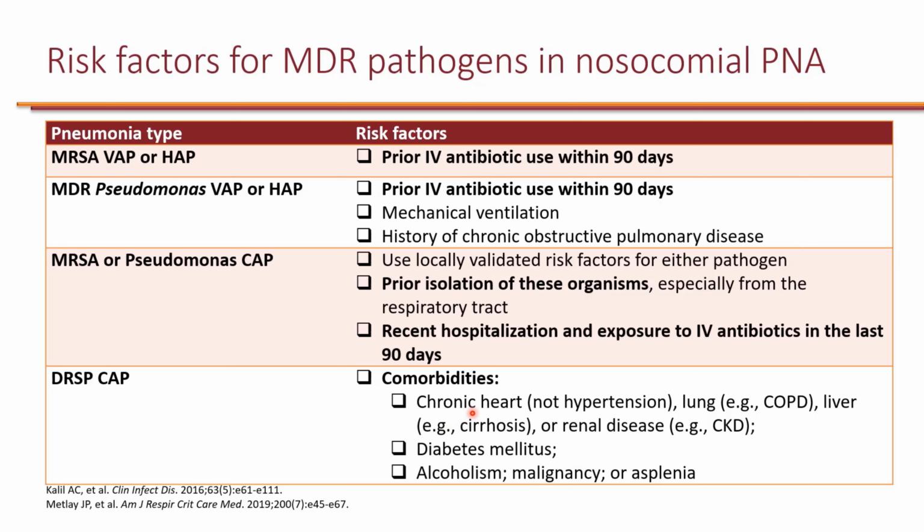So you can see that these patients, including patients with diabetes, alcoholism, malignancy, and asplenia, are more likely to be exposed to healthcare settings. So they are at risk of having drug-resistant strep pneumo.